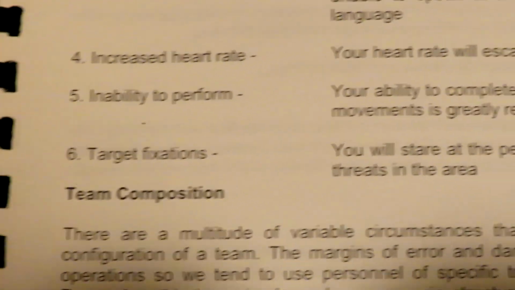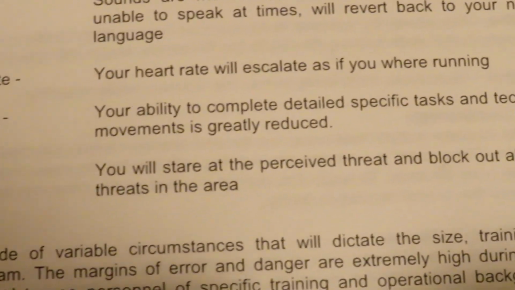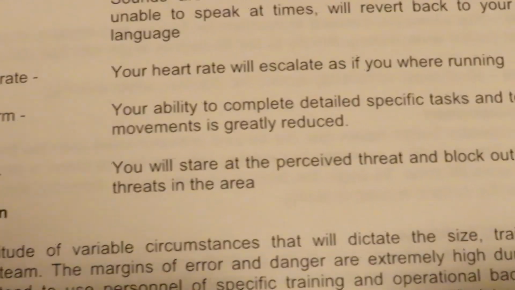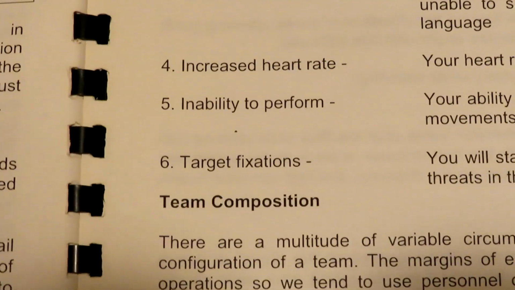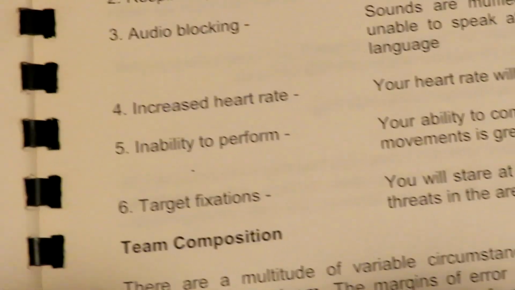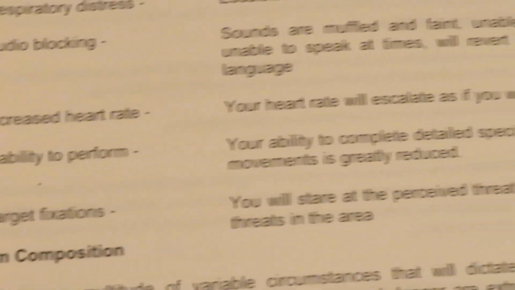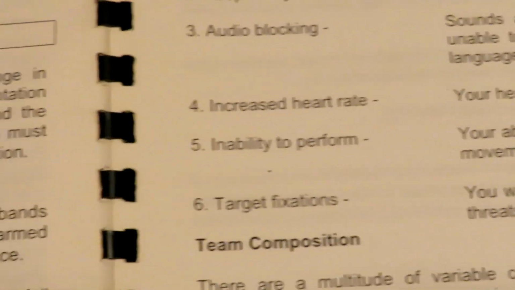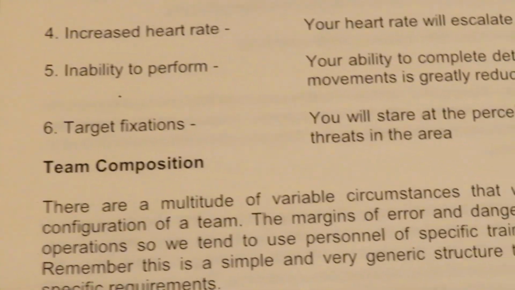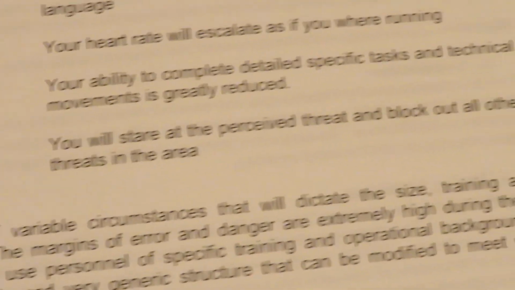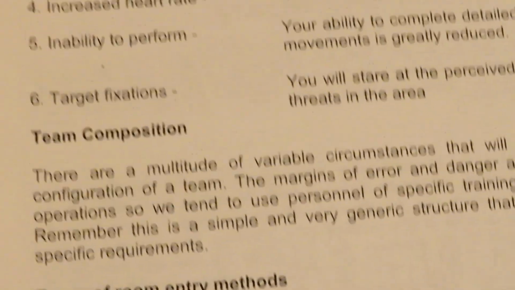Inability to perform. Your ability to complete detailed specific tasks and technical movements is greatly reduced. Fine motor skills, even gross motor skills, are affected. You fall back to your lowest level of proficient training. Target fixation: you will stare at the perceived threat and block out all other threats in the area. So those are things to not do.